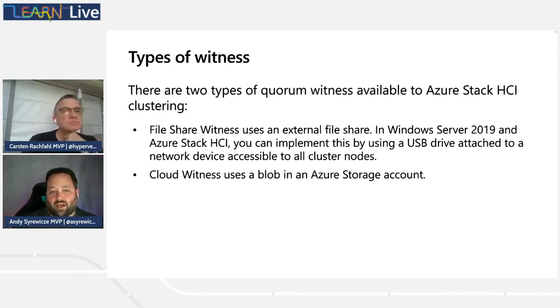The only thing that I always suggest people do in production use cases, if you're going to use a cloud witness, you're probably already utilizing Azure cloud services in some way, shape, or form. And if you're going to depend on a cloud witness for your cluster quorum, you probably want to have redundant internet connections of some way, shape, or form, right? Carsten, I'm sure you've run into that yourself, right?